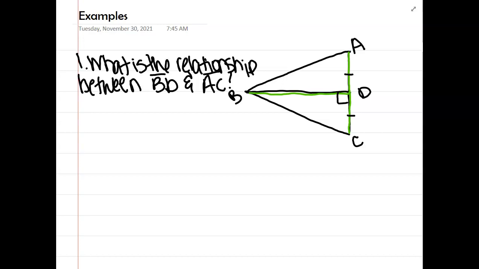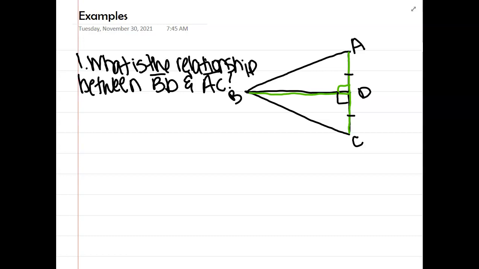They are perpendicular, right? Because that's a right angle, which means, of course, this has to be a right angle too. They are perpendicular. What else? They do cross, they do intersect. Now, when they intersect, they do something special. They bisect that. See that? When BD comes down and it's perpendicular, it also cuts that in half.